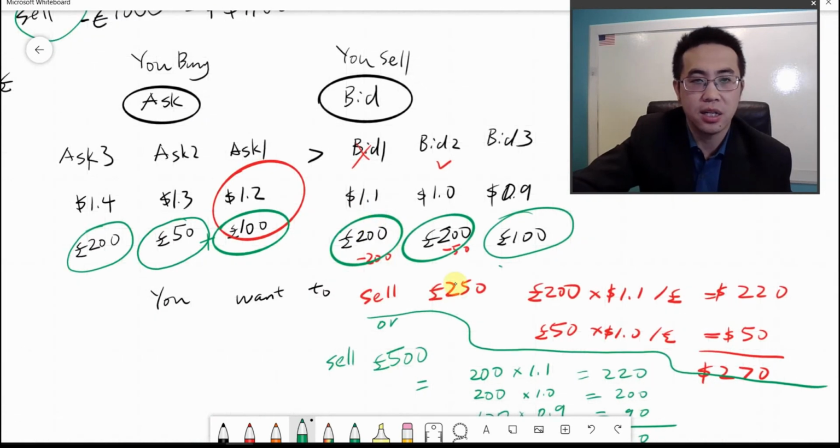Okay, so that's how the bid and ask work in a single bank transaction, and also in a market system, which consists of multiple bankers on the buying side and multiple bankers on the selling side.